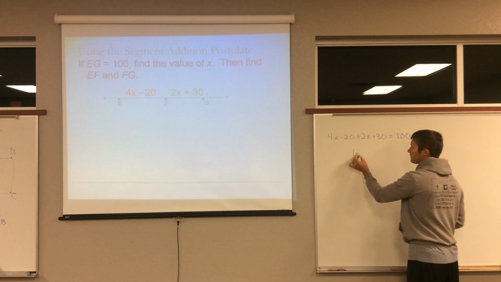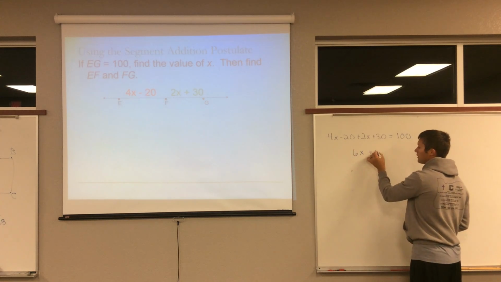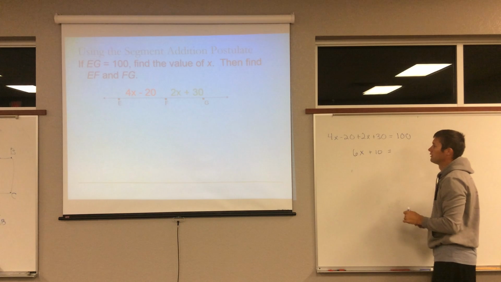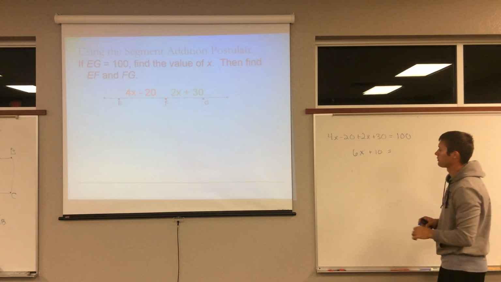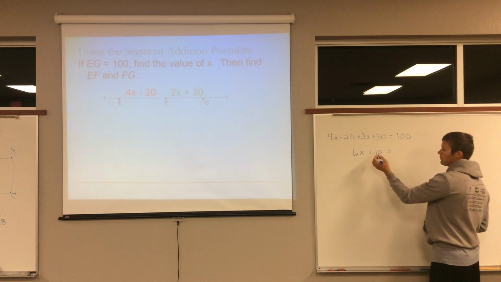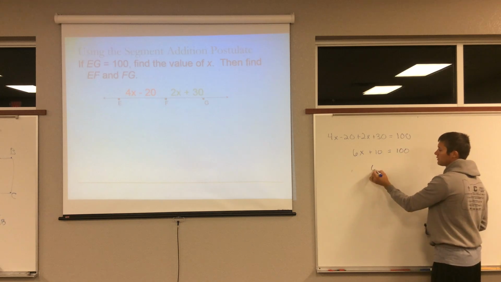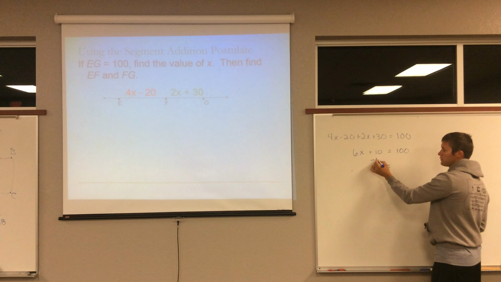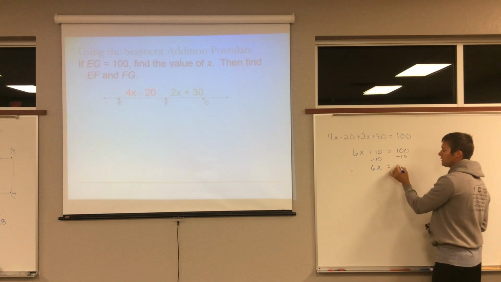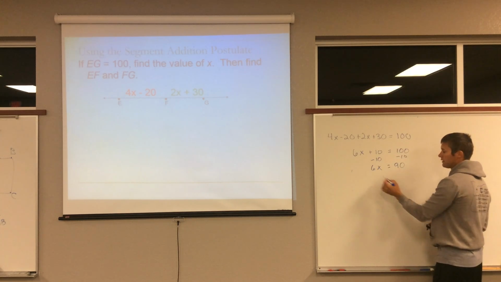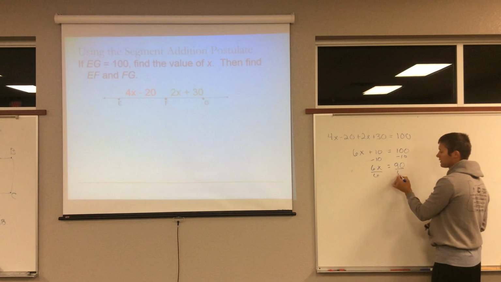Combine like terms and solve from there. 6x plus 10 equals 100. So 6x equals, you'd subtract 10, 90, divide by 6.